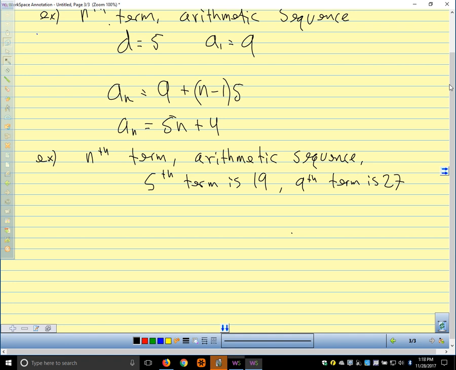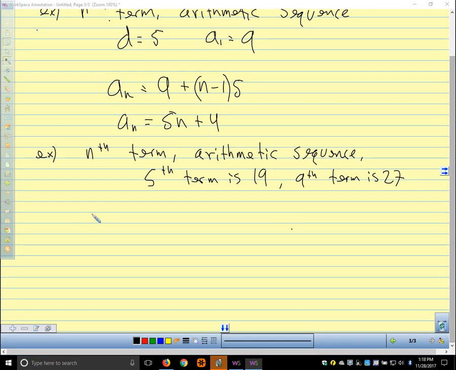So we know that a sub 5 is a sub 1 plus n minus 1. Fifth term, n minus 1 is 4, d. And that equals 19. And a sub 9 is a1 plus 8d, and that equals 27.